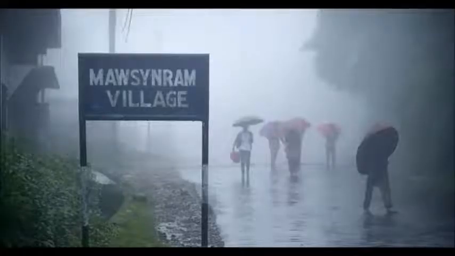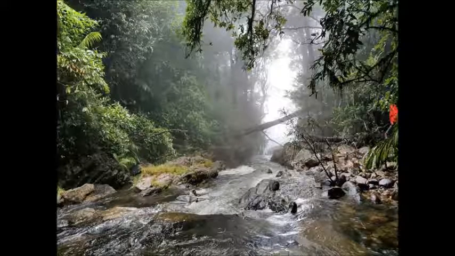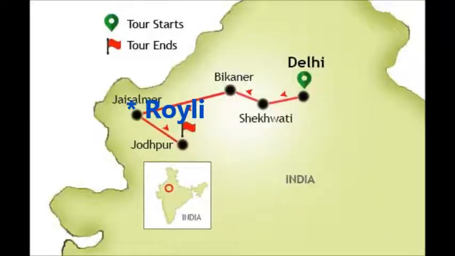Mawsynram of Meghalaya in India has recorded 1140 centimeters of rainfall per year. It is considered as the wettest or rainiest region on the earth. Agumbe of Karnataka is called the Mawsynram of South India. Rohali of Rajasthan in India receives the lowest rainfall.